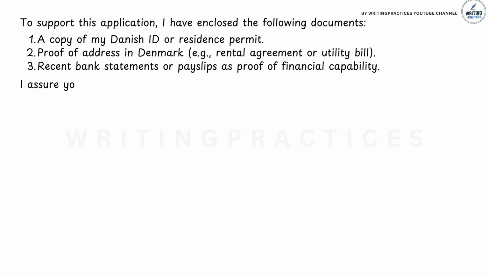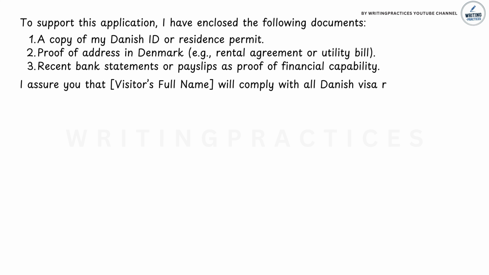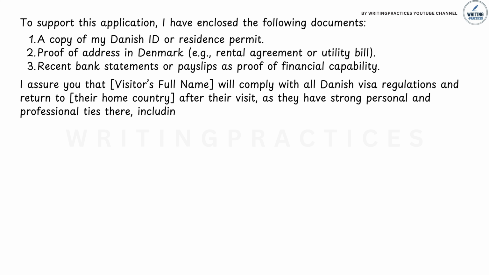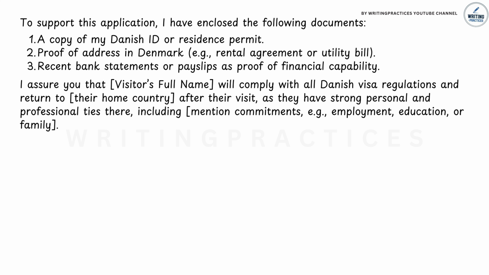Assurance of compliance. In this section, reassure the visa officer that your visitor will follow Danish visa regulations and return to their home country after the visit. Highlight the visitor's strong ties to their home country, such as employment, education, or family commitments. For example, I assure you that visitor's full name will comply with all Danish visa regulations and return to their home country after their visit, as they have strong personal and professional ties there, including mentioned commitments such as employment, education, or family. This helps build trust in the legitimacy and temporary nature of the visit.